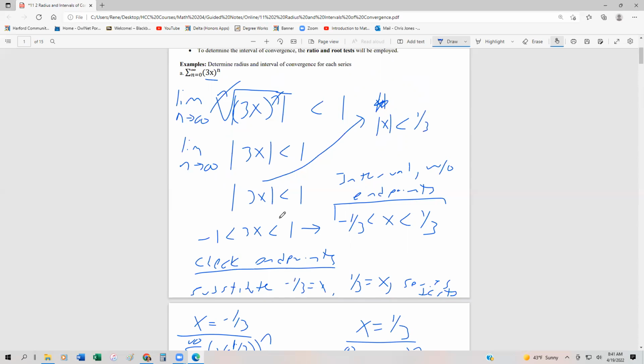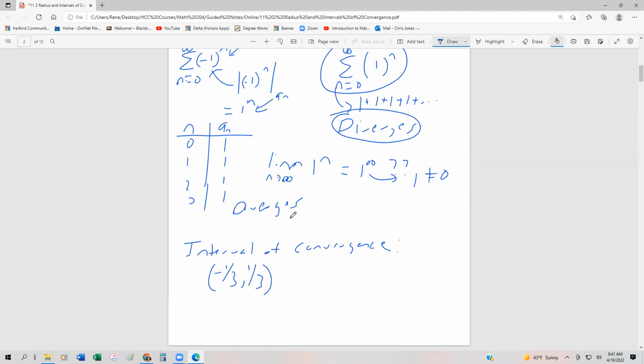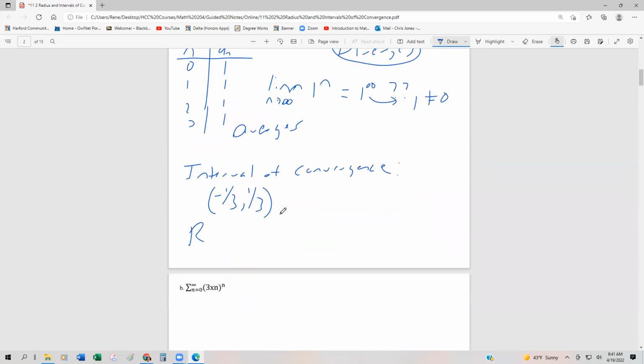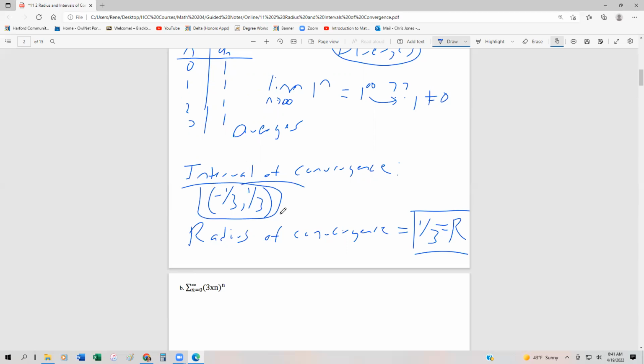Since we can write this guy right here as 3 absolute value of x is less than 1, the radius of convergence, the distance from the center, is going to be equal to 1/3. A lot of times in mathematics we call that capital R. So that's how we find the interval and the radius of convergence. And you can clearly see in the middle of this interval is x equals 0.